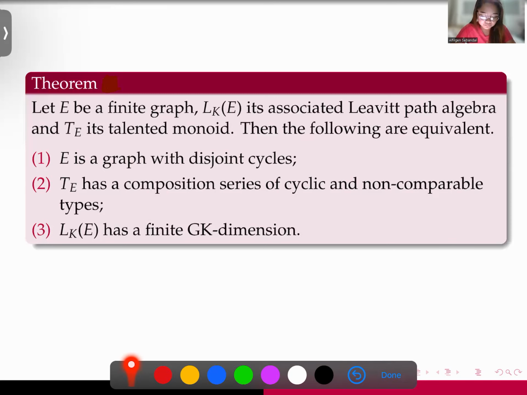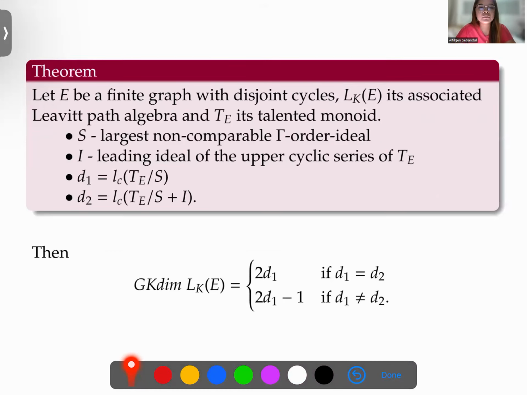And to answer that, yeah. So basically what this result tells us is that if I have a talented monoid, then we can just look at some Z-order ideals inside your talented monoid and look at the length of the composition series of this particular Z-order ideal. And there you go. You can now find the Gelfand-Kirillov dimension of the Leavitt path algebra of your graph.